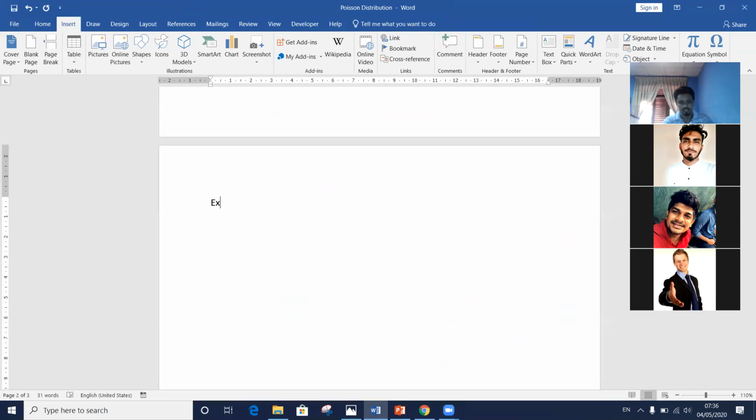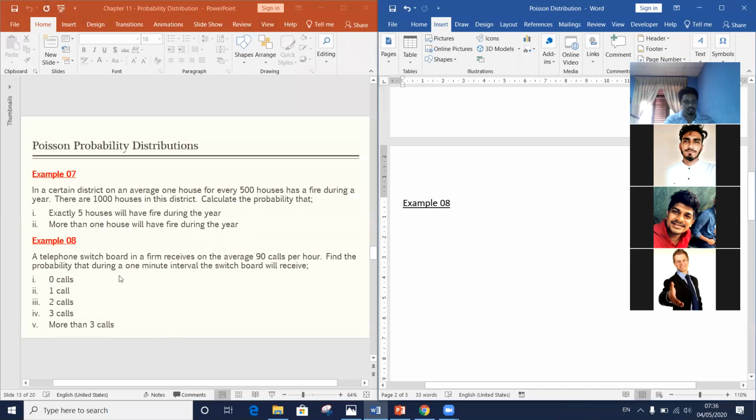Example 8. What does it say? A telephone switchboard in a firm receives on the average 90 calls per hour. Find the probability that during a 1 minute interval, the switchboard will receive 0 calls, 1 call, 2 calls, 3 calls, and more than 3 calls.